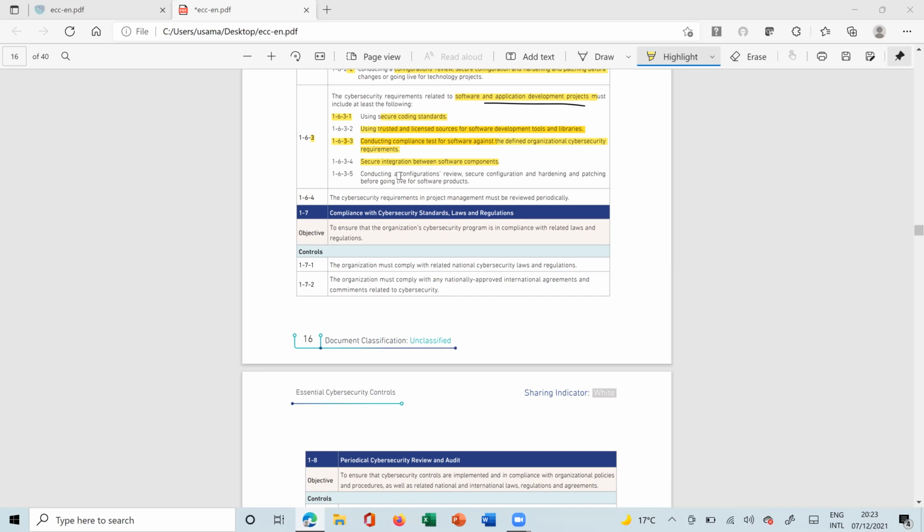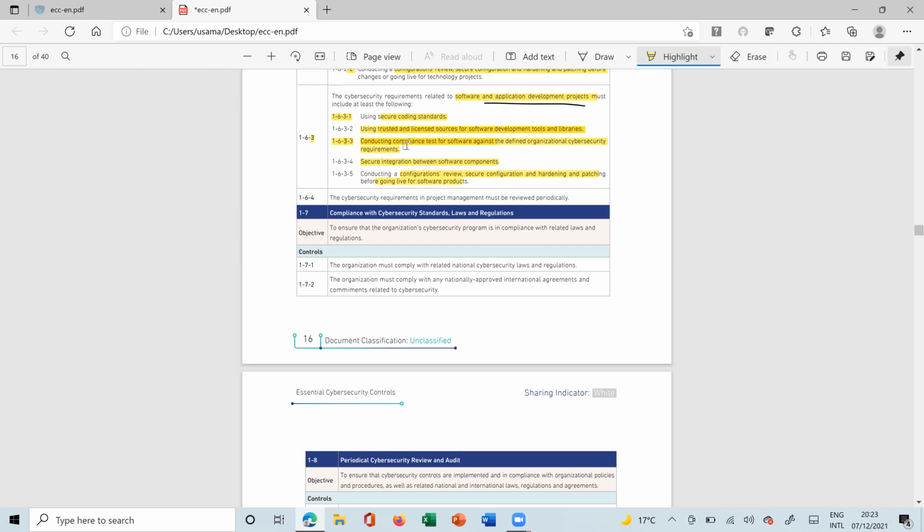Also, you have to conduct configuration review and secure configuration. And you have to do hardening and patching before the software goes live. This is very important, and these points are related to the software. Of course, these are the minimum requirements, but there may be other things.